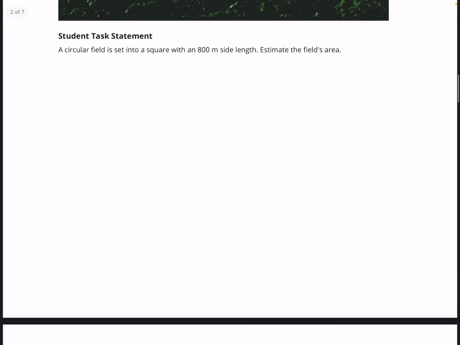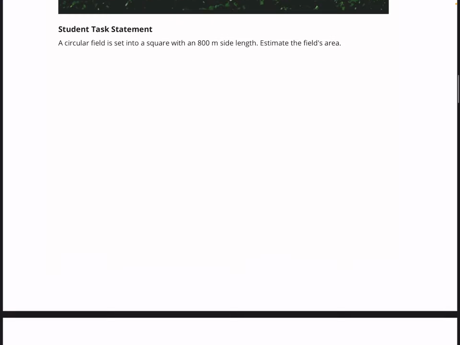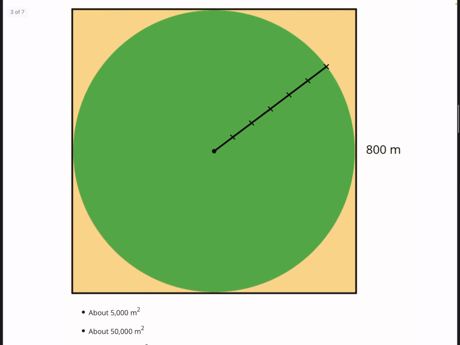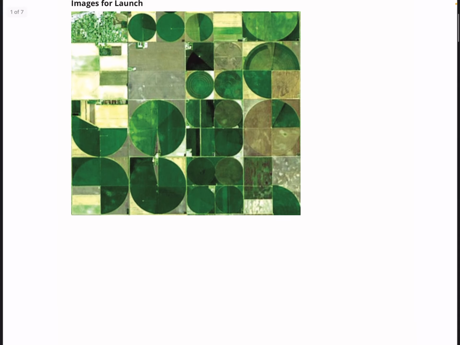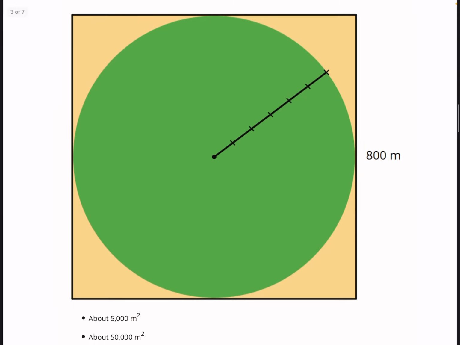And the question says, a circular field is set into a square with an 800-meter side length. Estimate the field's area. So here is the field. Now it looks very similar to the first image. Okay. All right, let's go back down. Let's get to business. All right.